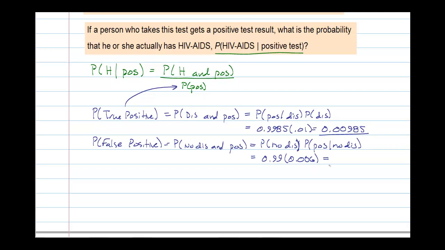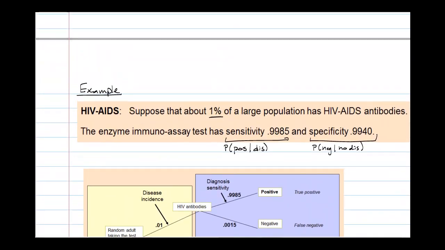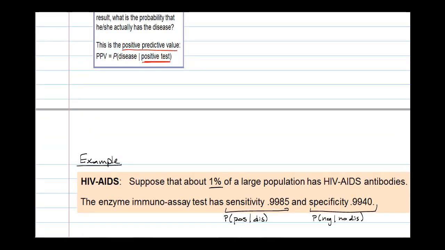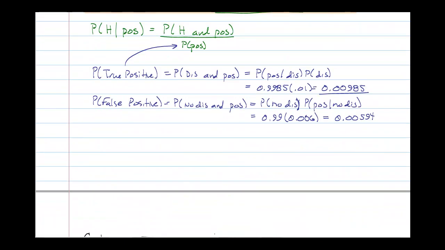So now when we multiply these probabilities, what will we get? So here that ends up being 0.00594. Now what I want to do is to determine that probability. And again, the PPV up here stands for positive predictive value. So that's what I'm looking for.